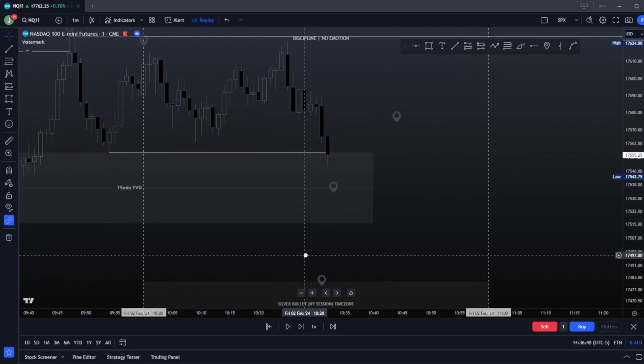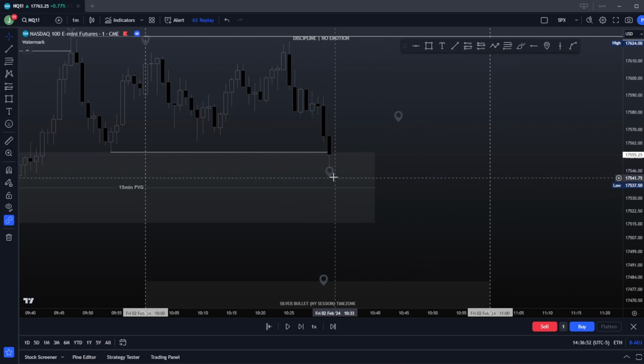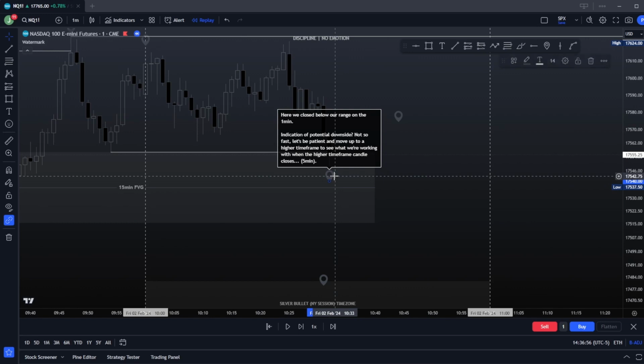So let's see. Here I kind of put a note. If you look at the chart that I put in chat, here we close below our range on the 1 minute. That indicates potential downside, but not so fast. We've got to be patient. Let's move up to a higher time frame and see what we're working with.